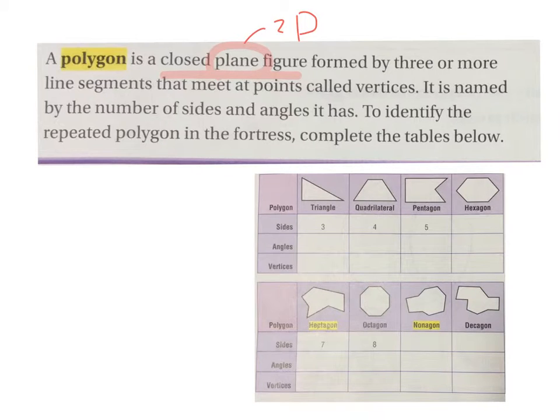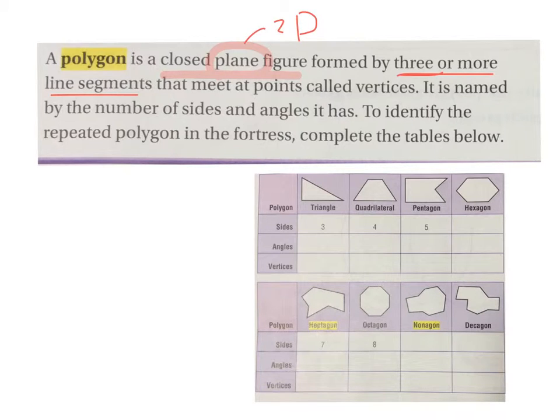Okay. What about that? Is that a polygon? Yes, because it's closed. Okay. And it's formed by 3 or more line segments. So 1, 2, 3, 4. Is that a polygon? Yes. Is this a polygon? 1, 2. No. Why is that not a polygon? Aradna? It's not closed and it only has 2 line segments.